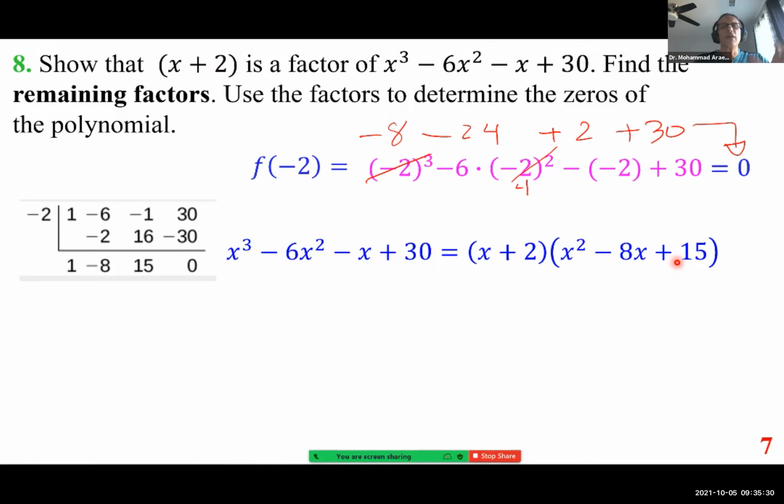Now this you can either factor, or you can use the quadratic formula on that. So we want two numbers, the product is 15, the sum is negative 8. That's easy to do. Therefore, if we want to use the factor theorem to determine the zeros, this gives us negative 2, positive 3, positive 5.